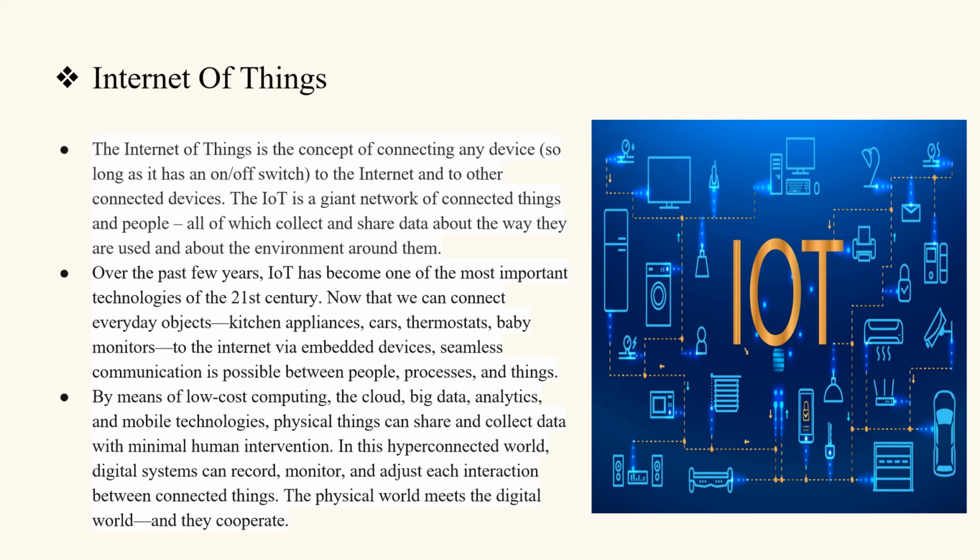Over the past few years, IoT has become one of the most important technologies of the 21st century. Now that we can connect everyday objects, kitchen appliances, cars, etc. to the internet via embedded devices, seamless communication is possible between people, processes, and things. By means of low-cost computing, the cloud, big data, analytics, and mobile technologies, physical things can share and collect data with minimal human intervention. In this hyper-connected world, digital systems can record, monitor, and adjust each interaction between connected things. The physical world meets the digital world and they cooperate.